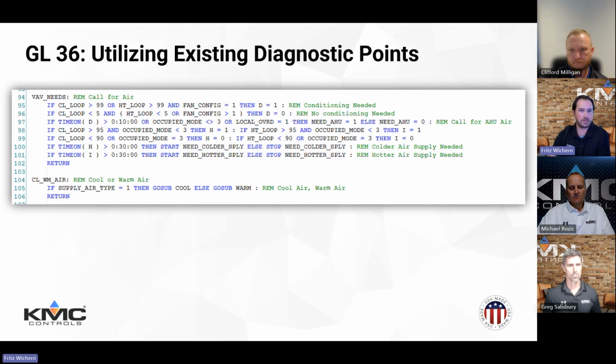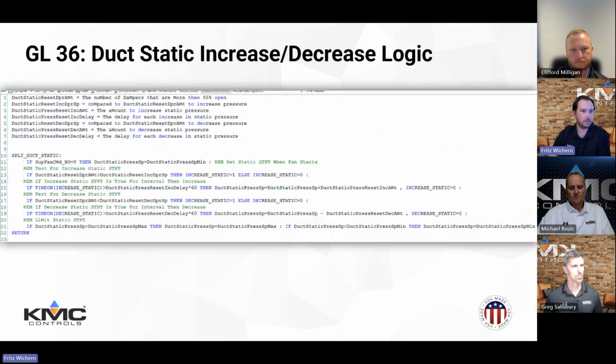And then this is an example of a program for increasing and decreasing duct static. Pretty straightforward, just looking at the number of dampers that are open more or less than thresholds determined in the variables. So like I said, there's a few different ways to skin the cat, and we'll be including some of these different ways as available options. And that wraps up what I had for some of those examples there.